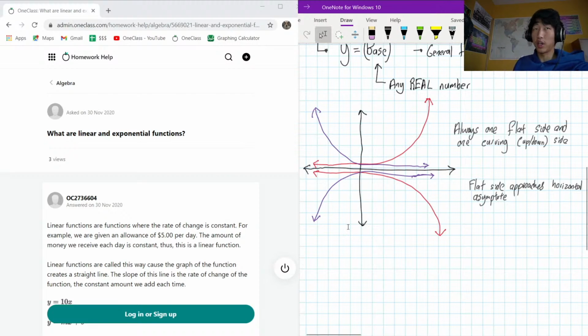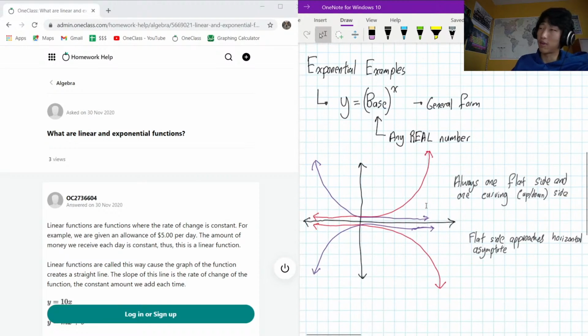Okay, so these are the key visual characteristics that you should be looking for when you're dealing with exponential functions. You should see one curving up or curving down side and one flat side of the graph. And if you see that, it is most likely going to be an exponential function, and you definitely want to see the horizontal asymptote. That's where the flat side is going to approach, but the flat side is never going to get to that horizontal asymptote. It's just going to approach there. Okay, it's never going to quite get there. It's going to get very close, but never quite there.